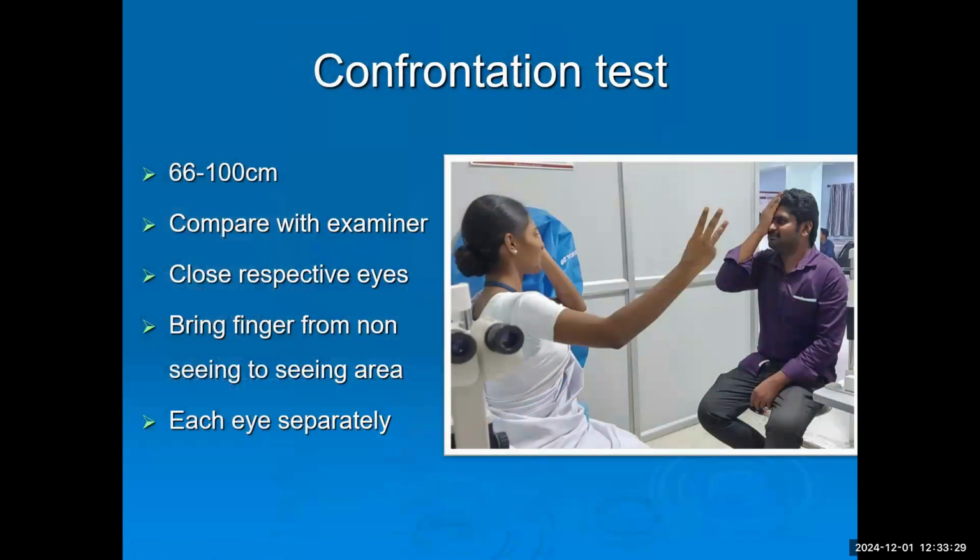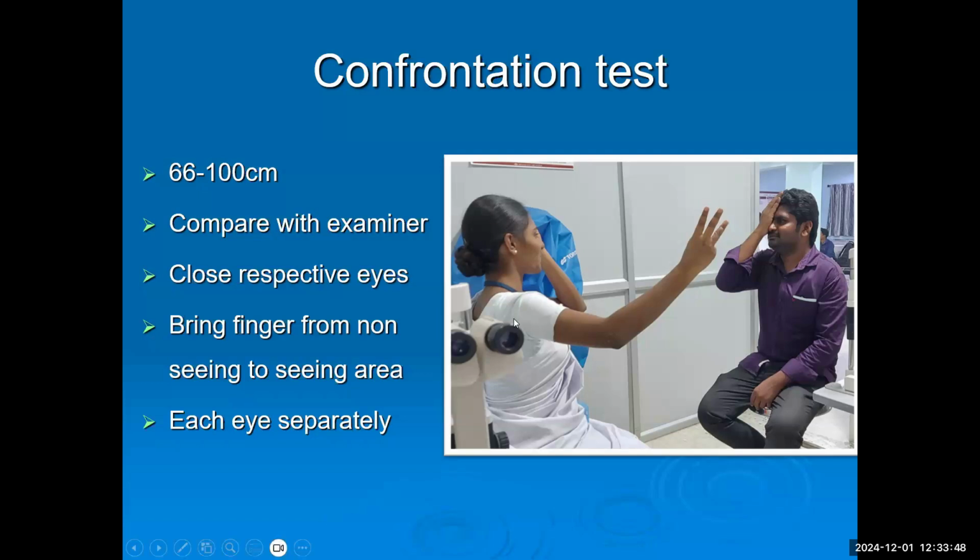In the confrontation test, usually a distance of 60 to 100 centimeters has to be placed between the examiner and the patient. This is done based on the assumption that the examiner's visual field is normal. So we compare with the examiner, closing the respective eyes.